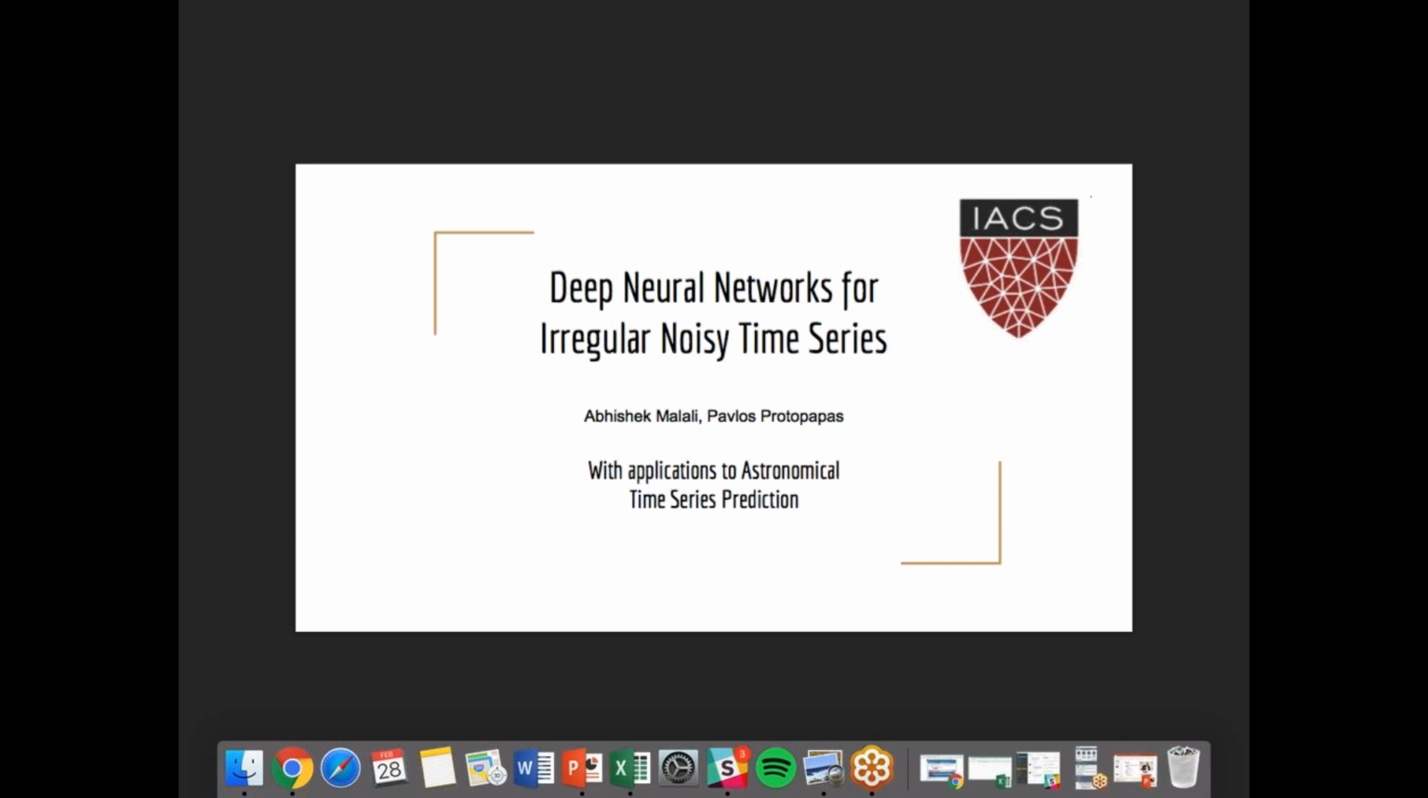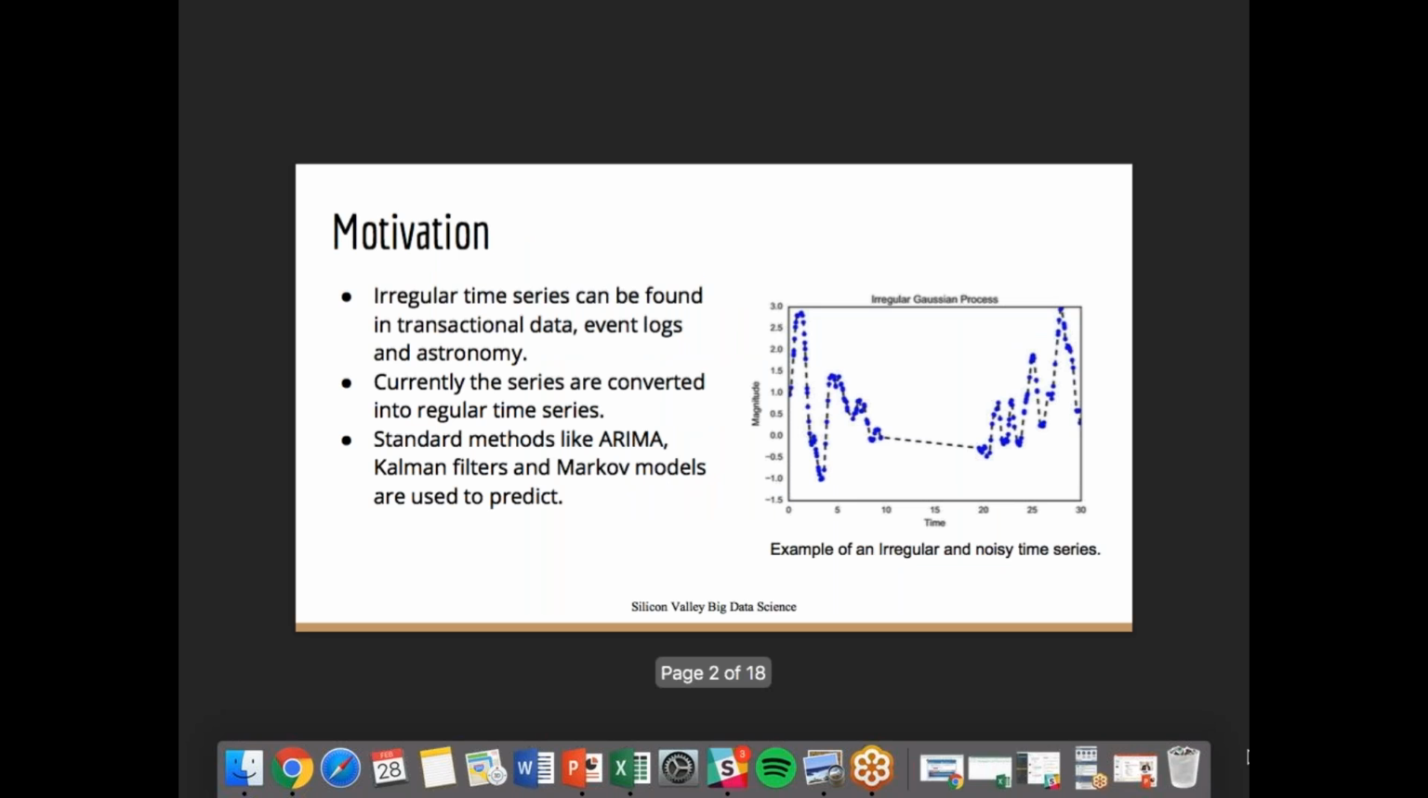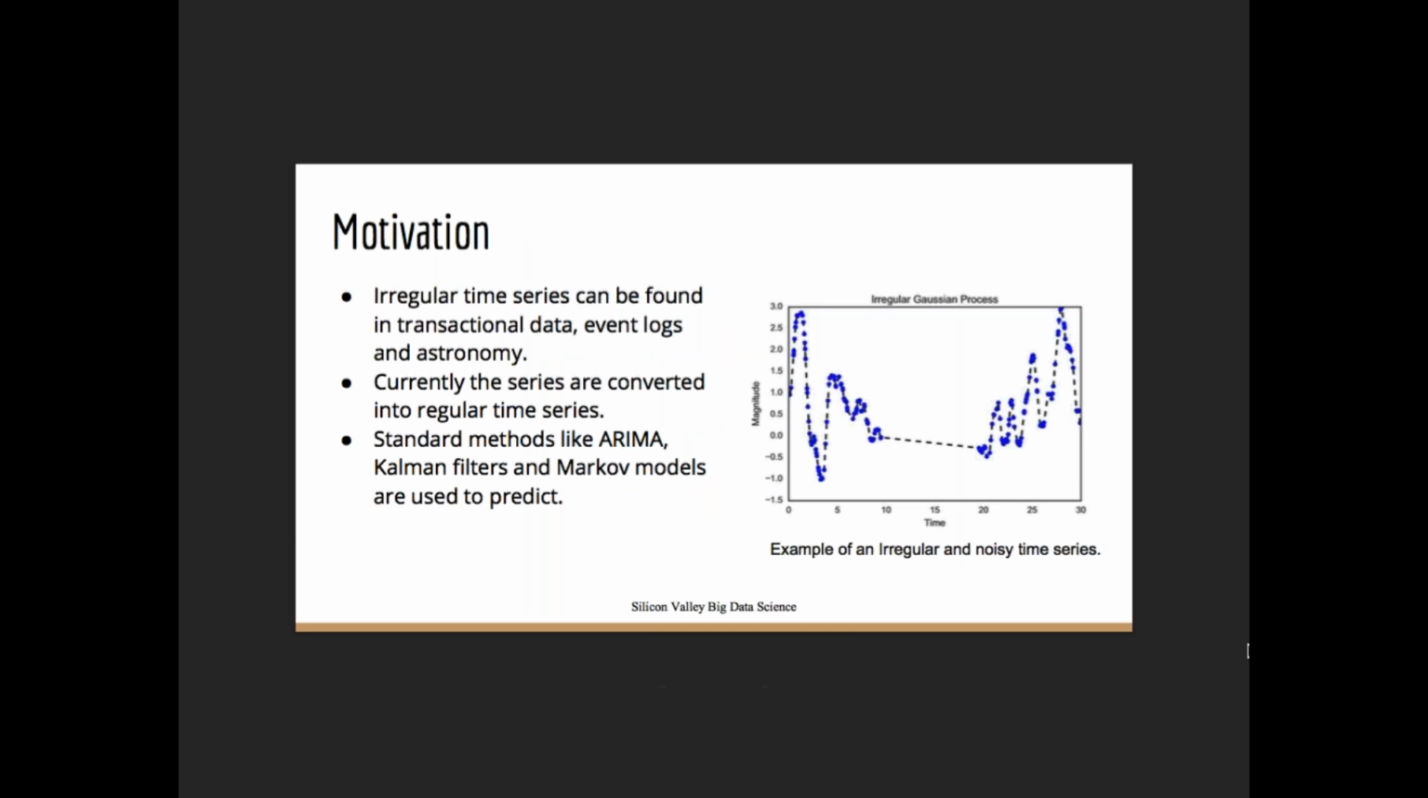So I'm going to be presenting about using deep neural networks for irregular noisy time series. It's kind of a, how would I put it, a niche field. You don't find irregular and noisy time series in a lot of places. But it's very applicable in the field of astronomy.